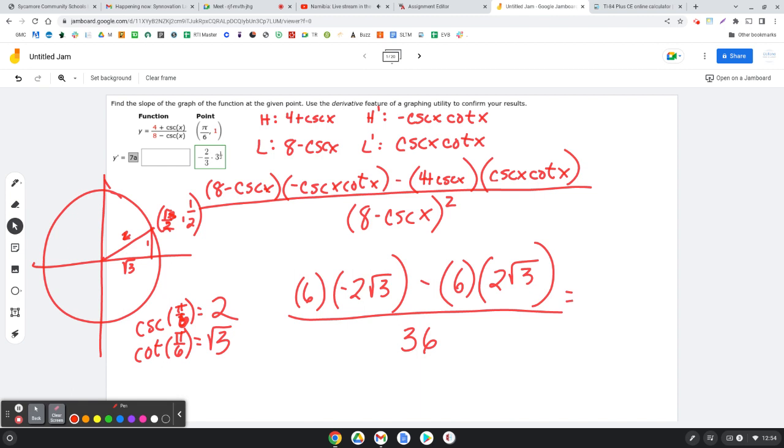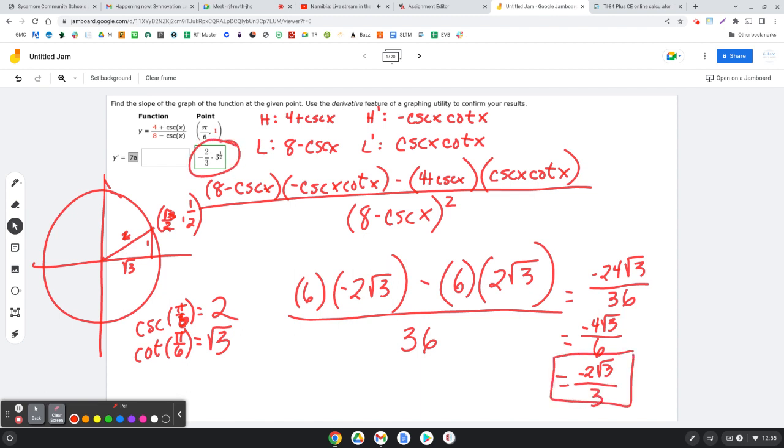So what do we get? We get negative 24 radical 3 over 36, which is, divide each by 6, and you get negative 4 radical 3 over 6. I'll divide them by 12. Negative 2 radical 3 over 3. Notice, that's what that is, just written differently. Now, check your answer in your calculator.